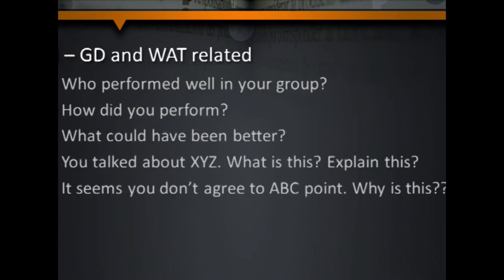The last topic I would mention is the PA related to group discussion and VAT. You would have already done your group discussion and VAT. They might go ahead and ask who performed well in your group, how you performed, and what could have been better. Obviously you will have an opinion, and you can say what you feel, but make sure you're not pointing at someone and saying that person made a mistake. Maybe you can say they should not have done something like that.